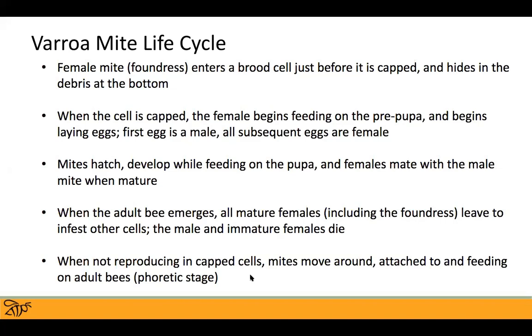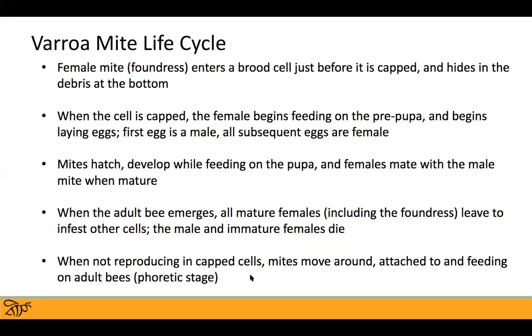So once the cell is capped over, the foundress will come out of hiding and she will start feeding on the prepupa. In order to do that, she actually makes a wound in the prepupa's cuticle, so it's kind of the outer layer there, and she'll keep it open and continue to feed from this wound. She will also start to lay eggs. The first egg that she lays is always going to be male, and then every egg that she lays after that will always be a female.